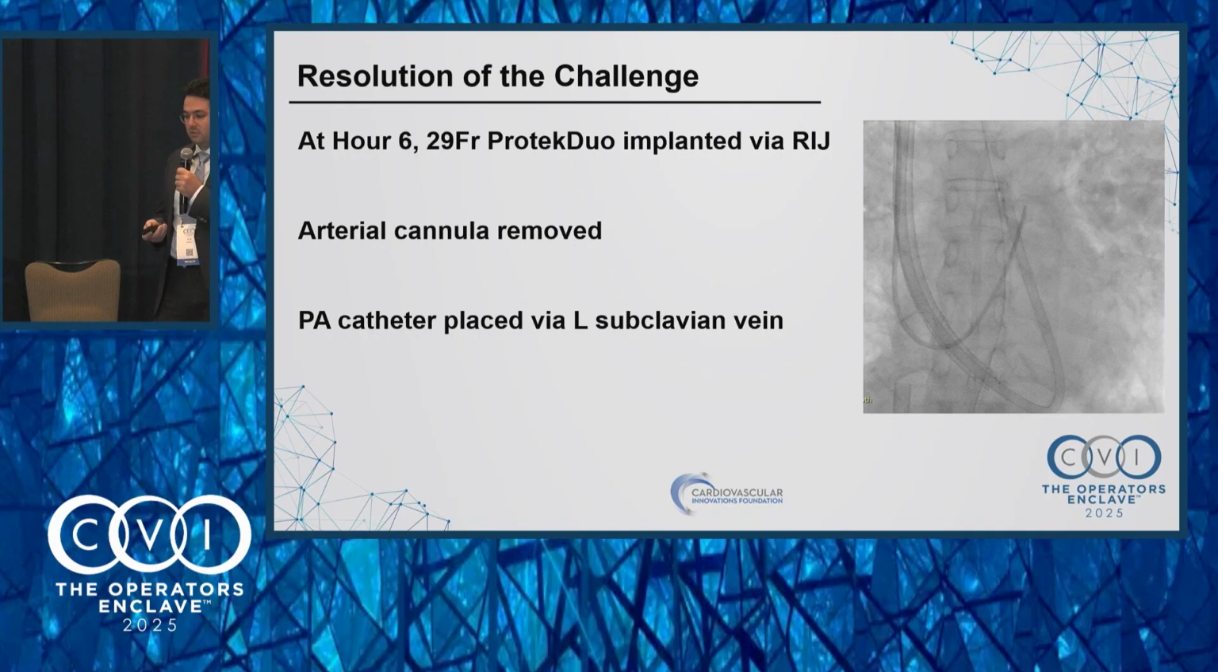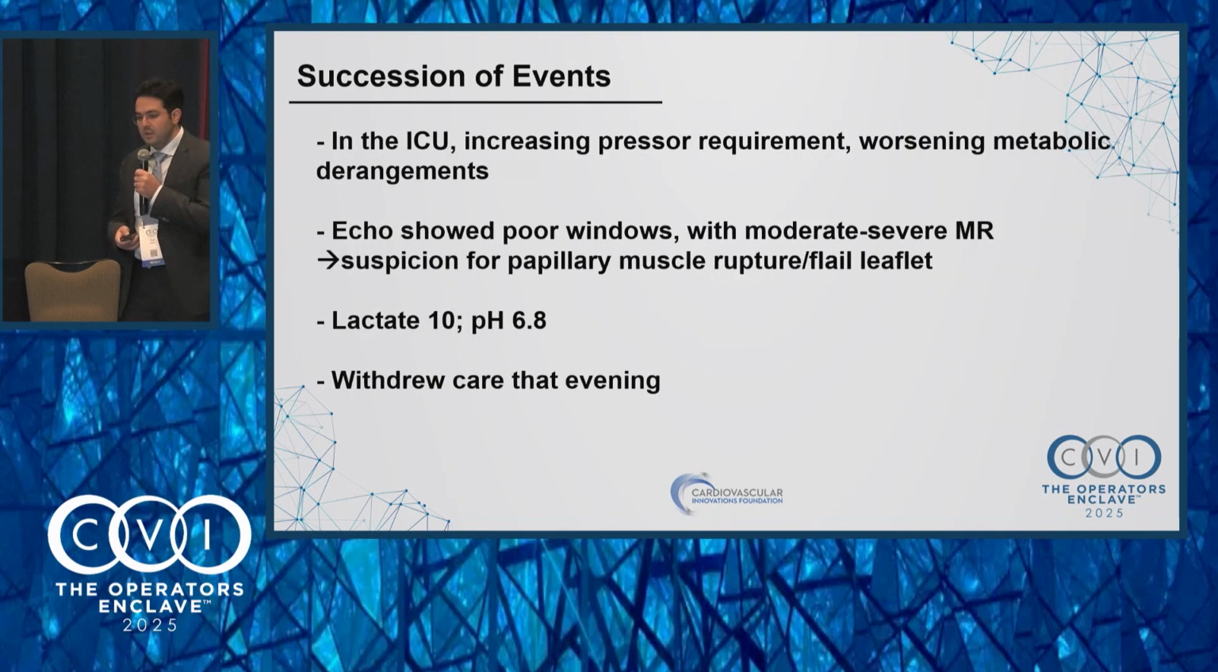The arterial cannula in her struggling left lower extremity was removed, and the PA catheter was placed via the left subclavian vein. Unfortunately, the patient was worsening in the ICU, worsening liver function, worsening kidney function, and by that time, her echo is showing severe MR, likely from papillary muscle ischemic injury. Her lactate was worse, her pH was getting worse, and the family decided to withdraw care that evening.